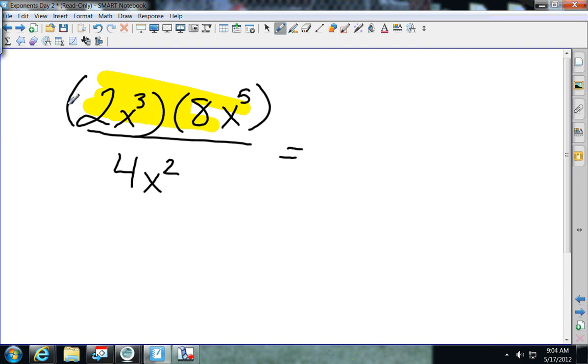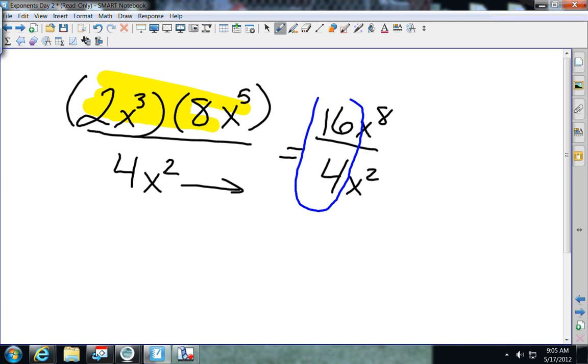And I get 2 times 8 is 16. And when you're multiplying, you add the exponents. So it should be x to the 8th over, now, we'll just bring this over and leave it alone, 4x squared. Now, let's do our dividing rules. 16 divided by 4 is 4. And you subtract the exponents. So it's x to the 6 because 8 minus 2 is 6.